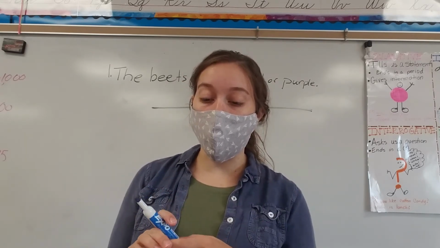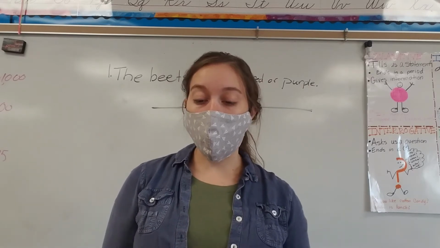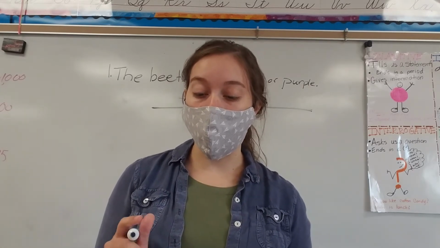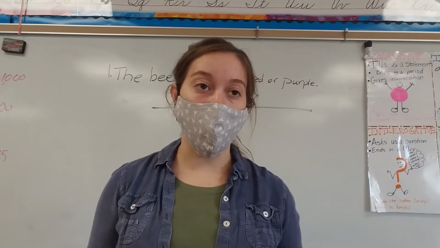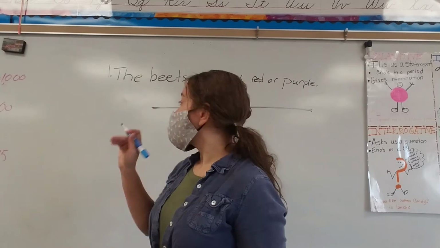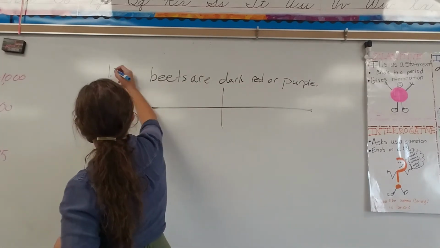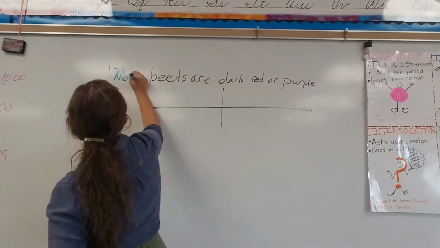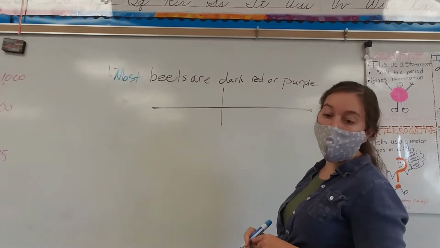So let's look at number one. It says to draw a line between the complete subject and the complete predicate. Write the simple subject and the simple predicate on the diagram. So we're going to do just what they did in the examples. Okay? So this is supposed to be "most." Let me fix that. Most. Alright, most beets are dark red or purple is number one, correct?